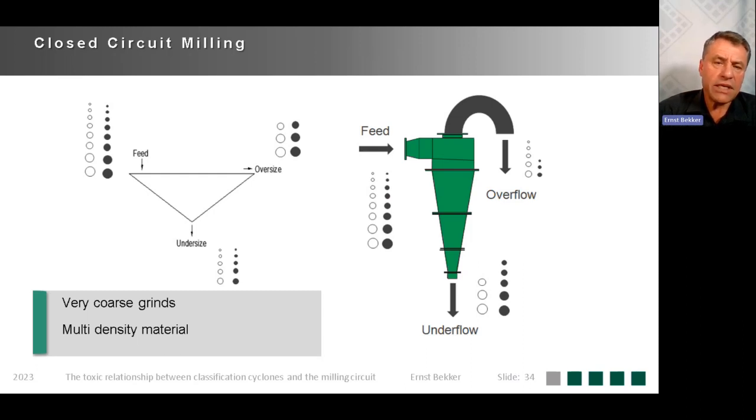And then multi-density material. Milling circuits with multi-density material are also a challenge for the cyclone. A screen is again a better option, but there are situations where clients want to stay with cyclones, and then again, we as suppliers have to look at what options are at our disposal to optimize the cyclone or this design as effectively as possible, keeping in mind it will not be as efficient as when it was a homogeneous type of material.